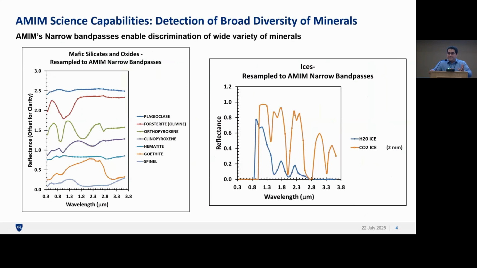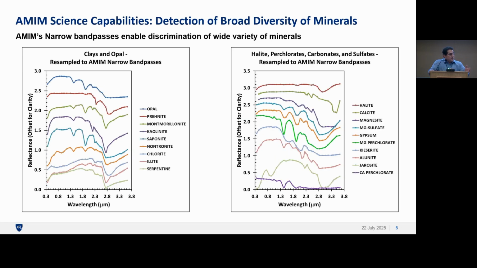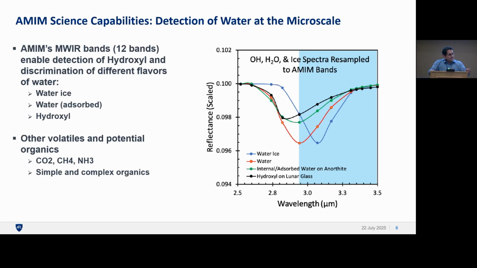If you look at library spectra convolved to the bandpasses, we can see a wide variety of minerals, whether igneous ones like olivine, low calcium and high calcium pyroxenes, oxides, and ices, for example water ice and CO2 ice. Next slide. Also a wide variety of hydrated minerals, maybe not so relevant for the moon, but definitely for Mars, small bodies, or even other planets. Next slide.